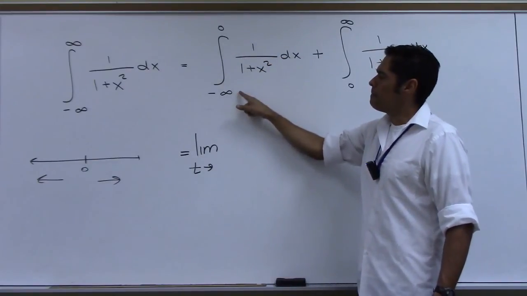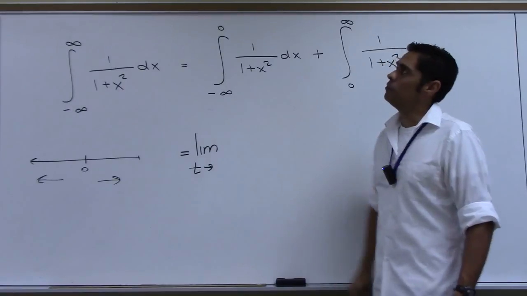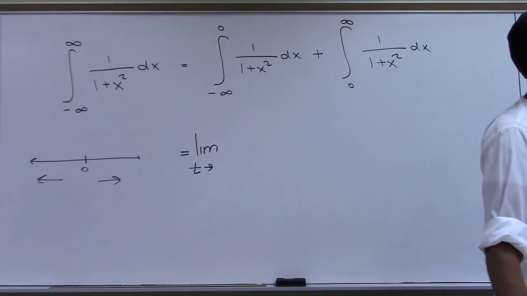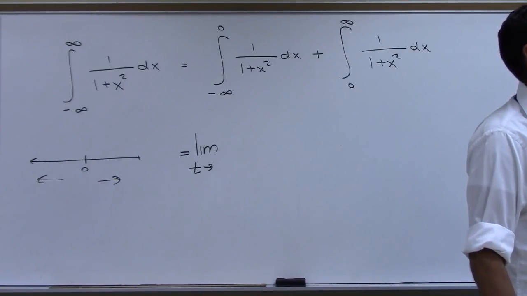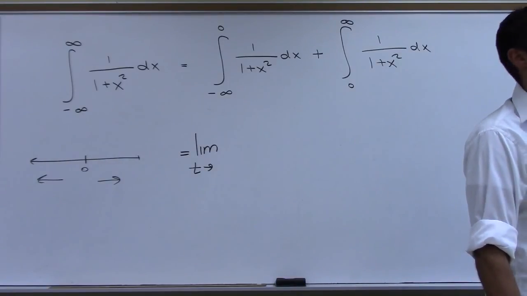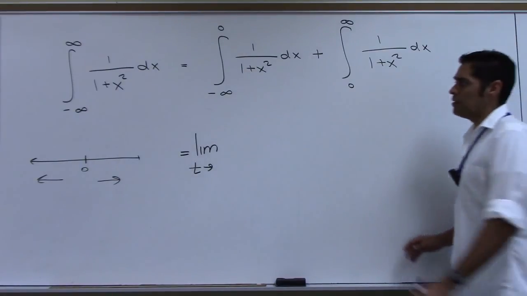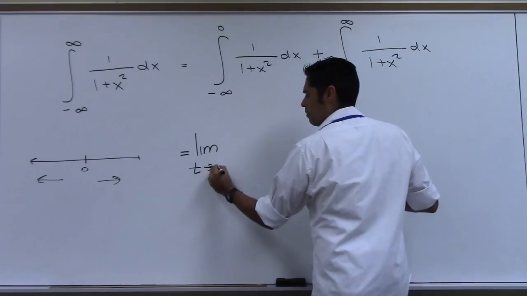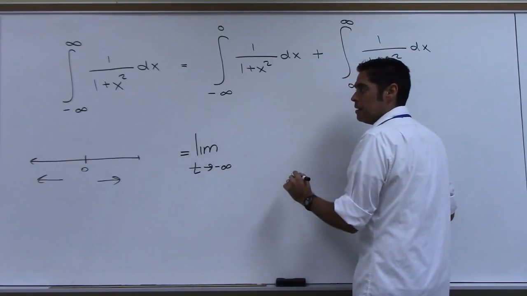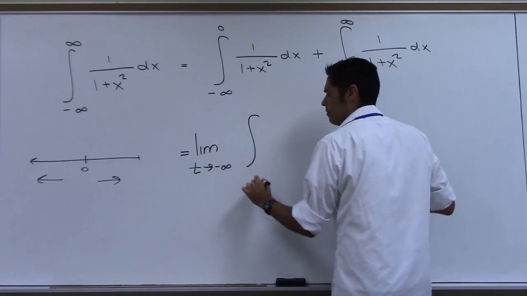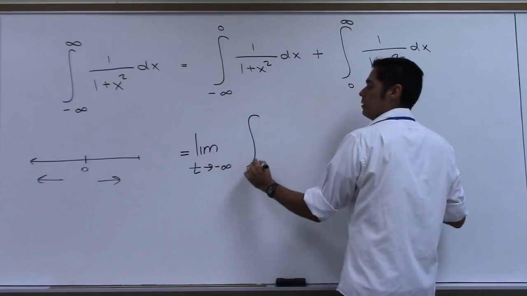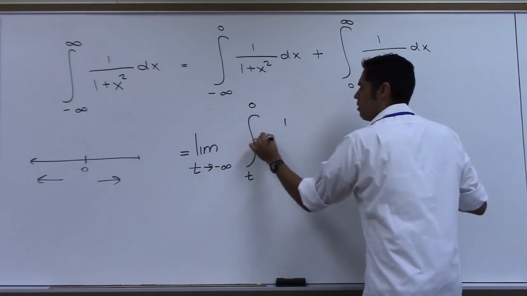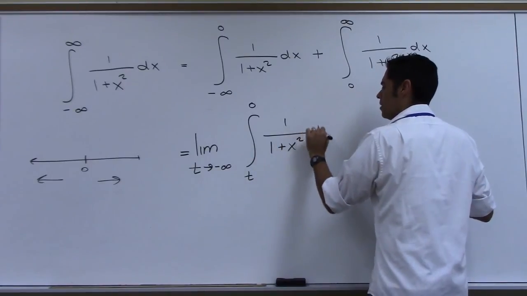0 is okay. Look back at the definition I had up here. Where do I have the limit written? There it is. If you go from negative infinity to a number, t is going to be replacing the infinite part. So we're going to replace the infinite part with t. So t, I'm going to let go to negative infinity of the integral from where to where? T to 0 of 1 over 1 plus x squared dx.